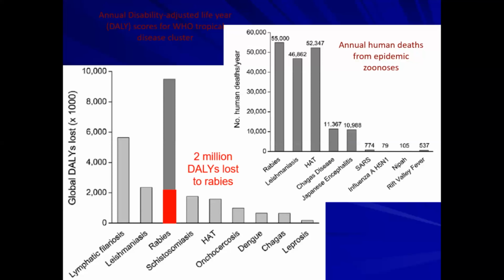Among annual human deaths from epidemic zoonoses, rabies is the leading cause. You can see then leishmaniasis, then Chagas and Japanese encephalitis. So regarding these epidemic zoonotic diseases, rabies is now in the forefront with the highest death rate in the world.